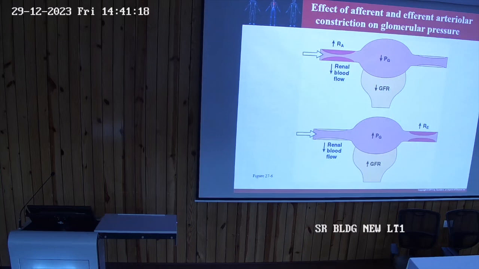ये राइटिंग में दे सकती हूँ मैं। So effect of afferent and efferent arterial constriction on glomerular pressure: if there is an increase in the resistance, there will be a decrease in the renal blood flow, which is going to decrease the hydrostatic pressure, and that is going to decrease the glomerular filtration rate.